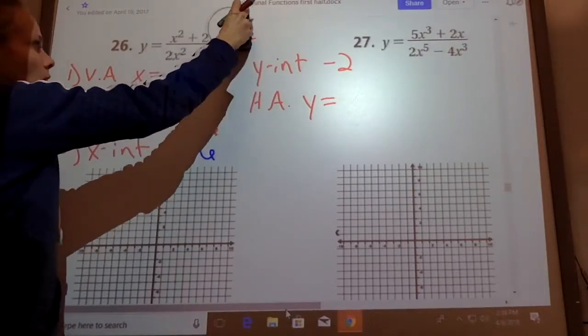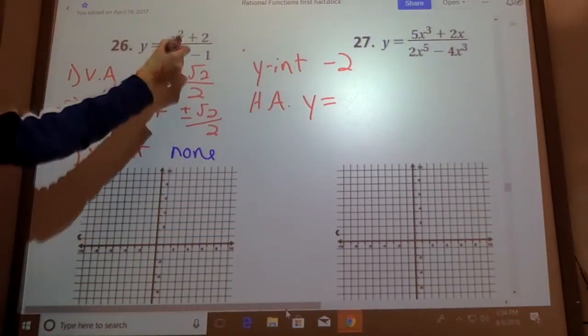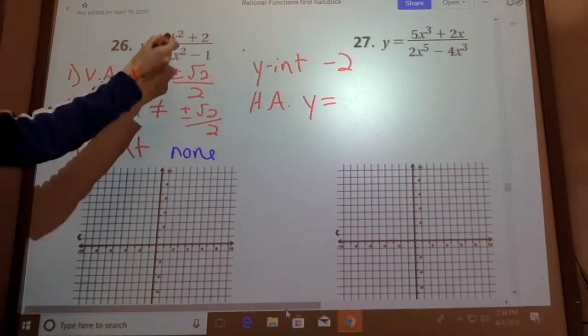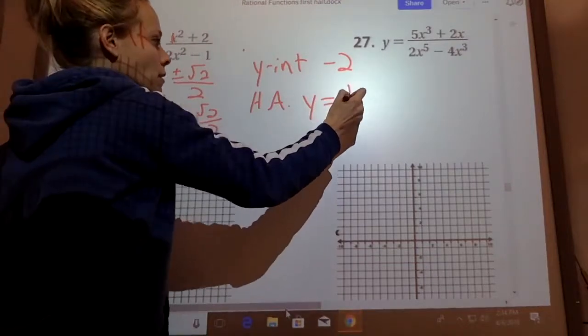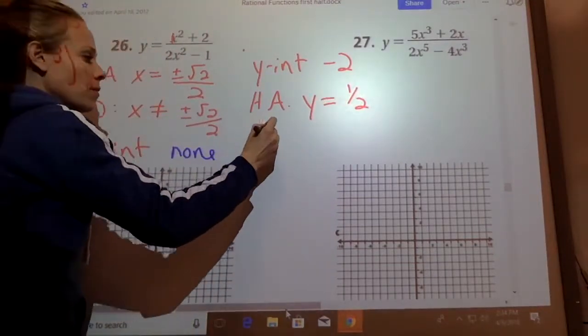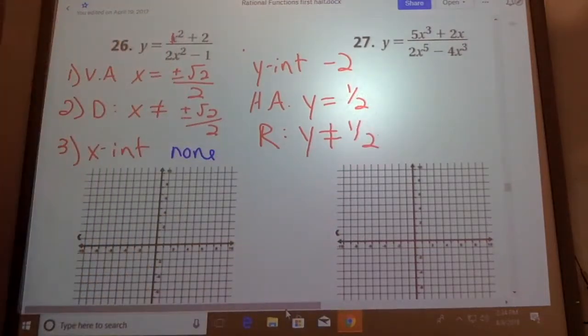The degrees are the same. Exponents are the same. 1/2. So I divide the leading coefficients. 1 divided by 2 is 1/2. Therefore, my range: y cannot be 1/2.